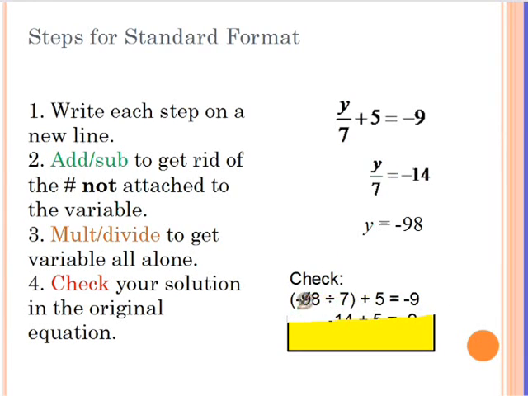When you check your answer, remember you put it back in and you work your way forwards through the problem, right? Just like in the machine. So we plug in negative 98, we divide it by 7, then add 5. And yep, sure enough, it equals negative 9.